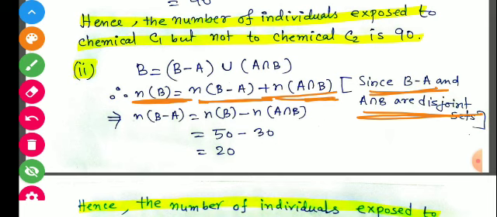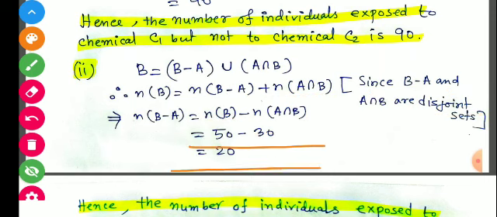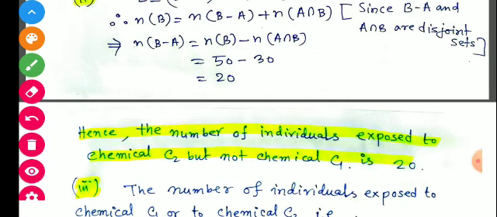So the number of individuals exposed to chemical C2 but not chemical C1 is n of B minus n of A intersection B, 50 minus 30 equals 20. So this is the answer. The number of individuals exposed to chemical C2 but not chemical C1 is 20.